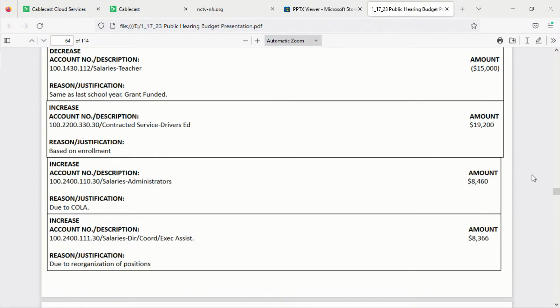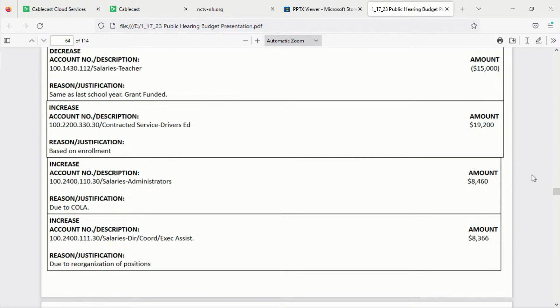The salaries here that are listed are part of our summer school program, and we're hoping to grant fund the summer school teacher positions. So that's the minus in our budget here for 15. Contracted services for driver's ed is based on our enrollment, and that program essentially pays for itself too, just to remind people of that.